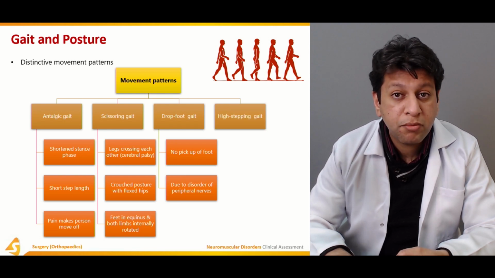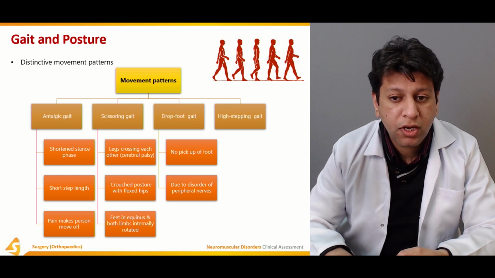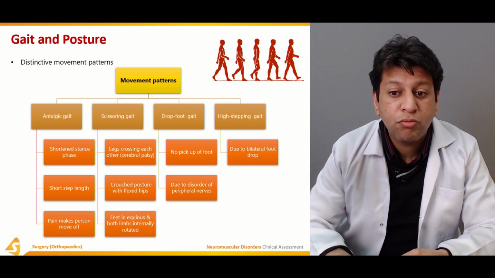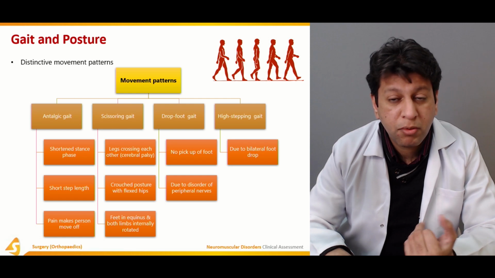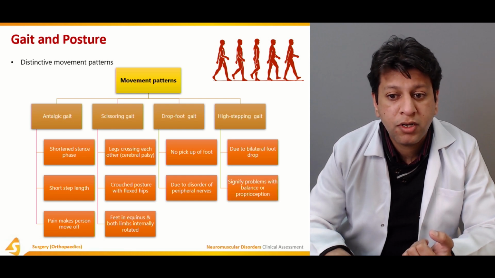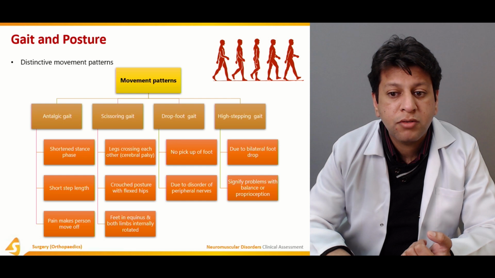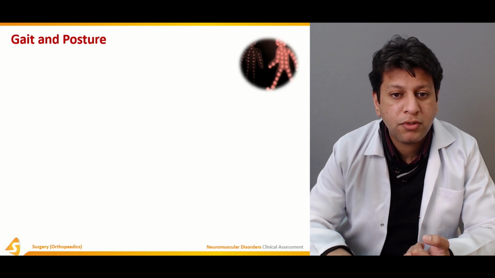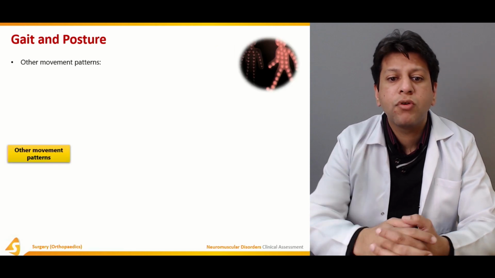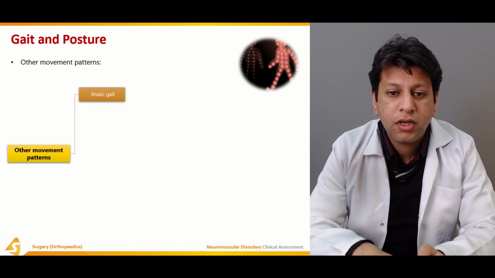Then there is a high stepping gait, which is classically an example of Parkinson disease. This is due to bilateral foot drop, or this may be a central nervous problem as well. It usually signifies problems with balance and proprioception. So we have to look at other movements as well. And what are these other movements?